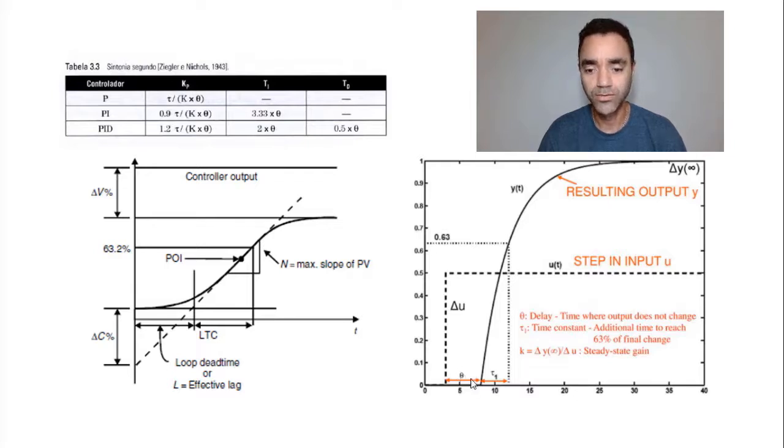Based on the dead time to observe some kind of modification in the variable, and also how much time it takes to produce 63% of the final result, and also with the calculation of the deviation of the variable and the disturbance, the user would be able to define the Kp, Ti, and Td.